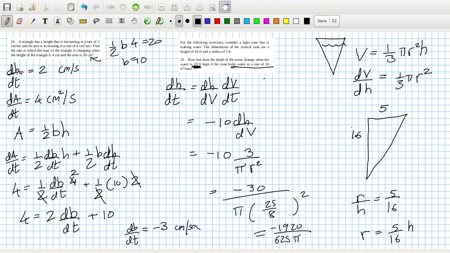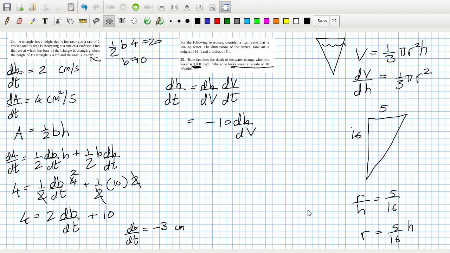Something's gone a bit haywire for this question. Okay, so that would be minus 10 times 3 over pi, which will be minus 30 over pi, 5/16 h squared.